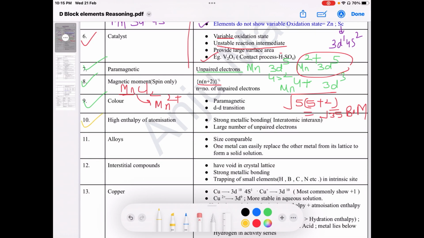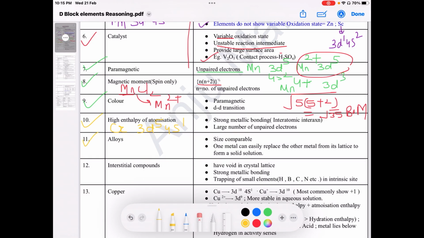Next question is, they have high enthalpy of atomization. High enthalpy of atomization means they have a large number of unpaired electrons, which result in strong metallic bonding. Strong crystal lattice formation is there. That's why the energy required to break that bond is quite high. So the enthalpy of atomization is higher in case of chromium, because the configuration of chromium is 3d5 4s1. It has 6 unpaired electrons.